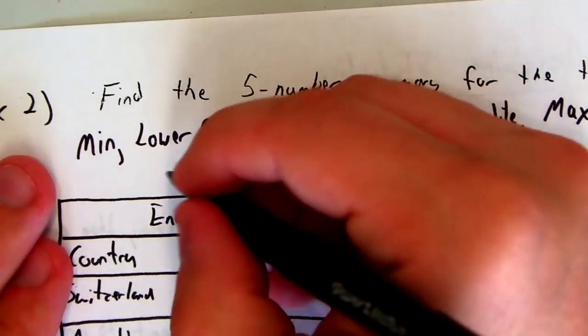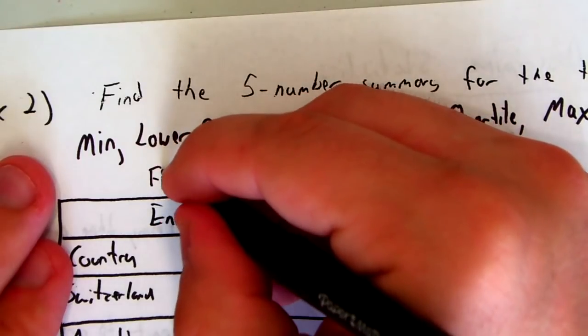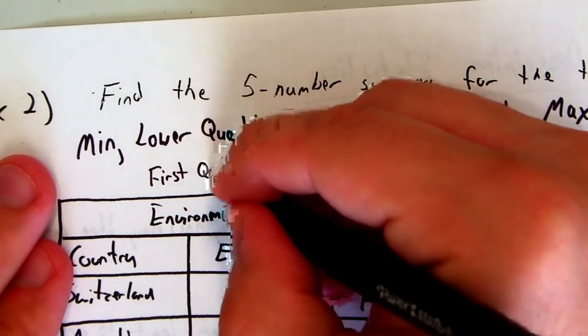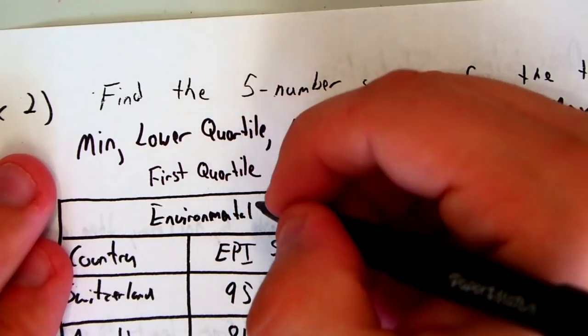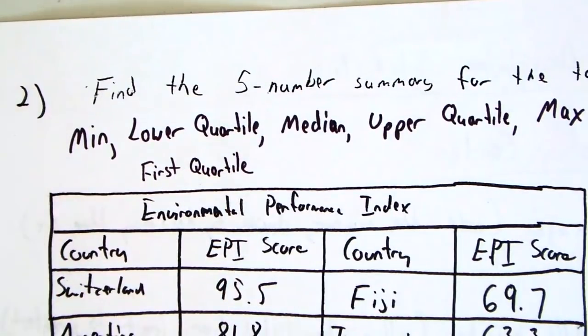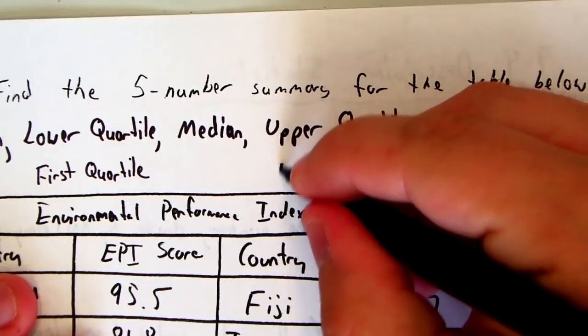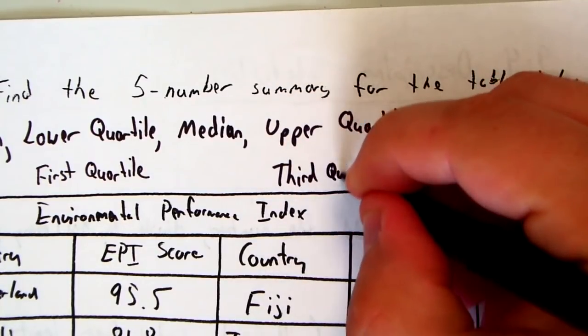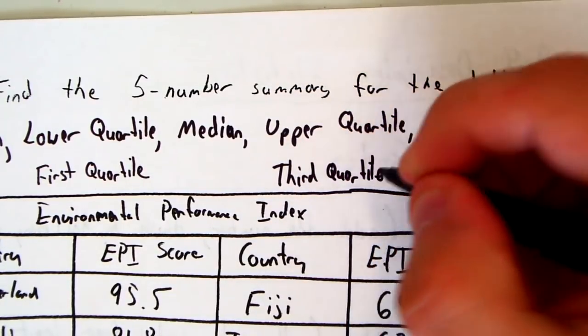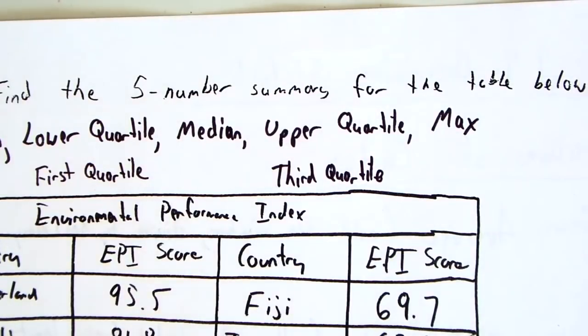Sometimes this lower quartile is also called the first quartile because it's the first 25% of the data. And then this upper quartile is sometimes called the third quartile because it's the third quarter of the data.